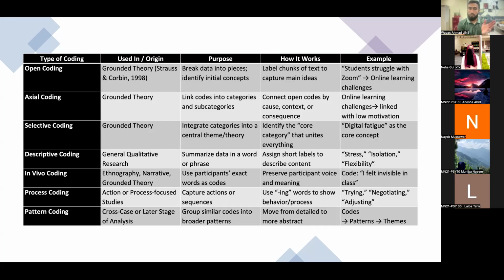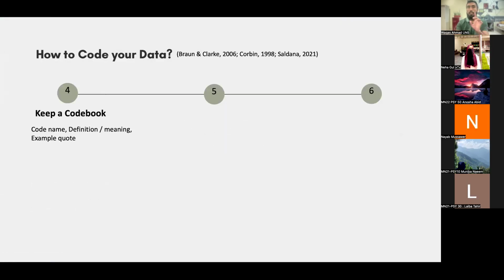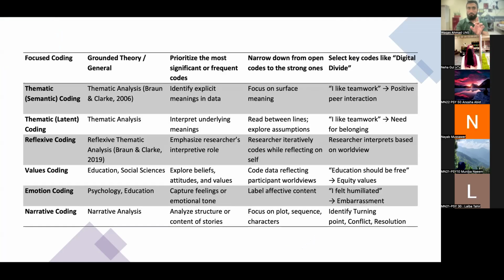And process coding, pattern coding for different kinds of analysis, and what is the purpose of each, how it works, and what could be the example, I have written. You may read it later. Similarly, we have focused coding, and this one is thematic coding. The one that we were just discussing here was about thematic coding, where you are looking for the themes. In thematic coding, we still have semantic and latent, and we call it thematic analysis.